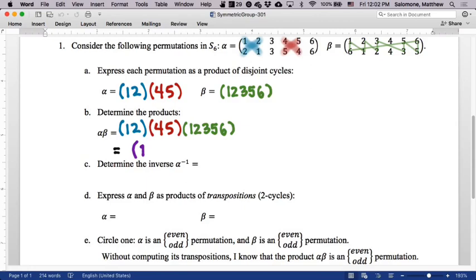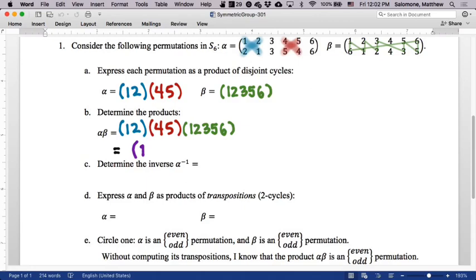So let's walk through this product example, alpha times beta, together, just to make sure that we're all on the same page before we go away for the weekend. So how do you find the product of permutations when they're written in cycle notation? What I always like to do is write down a cycle where I start with 1. I always start with 1 and ask, where does 1 go?